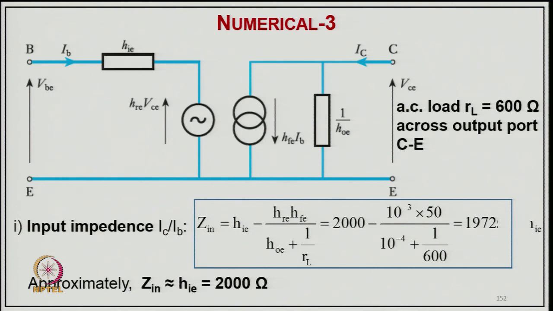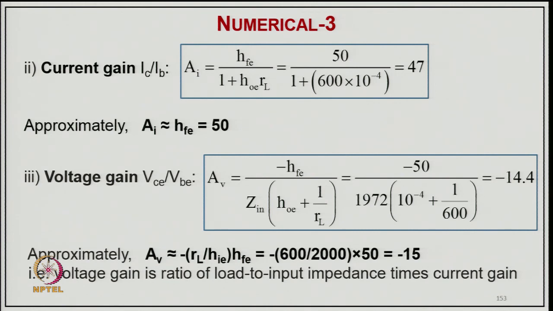So, this is the same equivalent circuit of your h parameters with common emitter, and the input impedance in terms of this you can find out that Zi equal to hie. So upon putting the value you will get 1972, and the input impedance is approximately equal to hie, that will be around typically 2000 ohm, and current gain can be IC upon IB. So just putting the value of this you get 47, and this is equivalent to like AI equal to hfe equal to 50, and voltage gain VC upon VB, put the value it comes minus 14.5, and approximately AV is the voltage gain, putting all the values it comes minus 15. So voltage gain is the ratio of load to the input impedance times the current gain, that comes your minus 15.